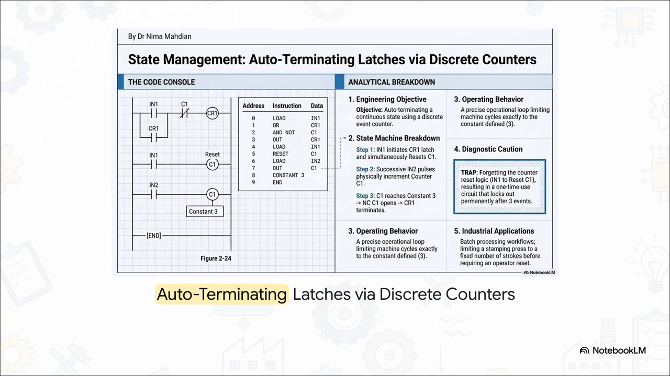Step 2, every single time the press completes a stroke, sensor IN2 sends a pulse. Those successive IN2 pulses physically increment counter C1. Then, step 3, C1 reaches our predefined constant of 3. So what happens? Look at the top rung again. Notice there is a normally closed C1 contact right smack in the middle of our CR1 latch. When that counter hits 3, the NC C1 contact instantly opens up and CR1 terminates. But beware the trap here. If you forget to program the counter reset logic, meaning if you forget to map IN1 to reset C1, you've just built a one-time use circuit that will permanently lock you out after the very first 3 events.